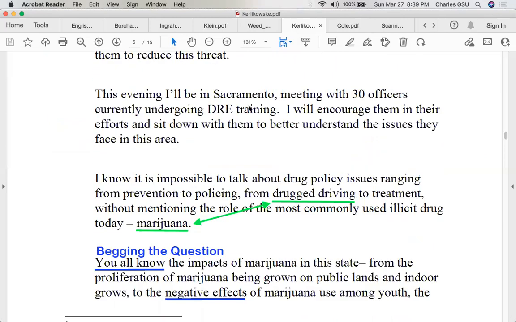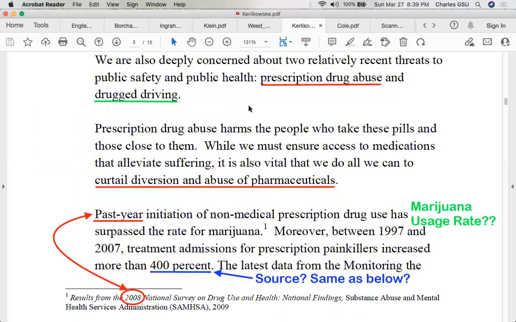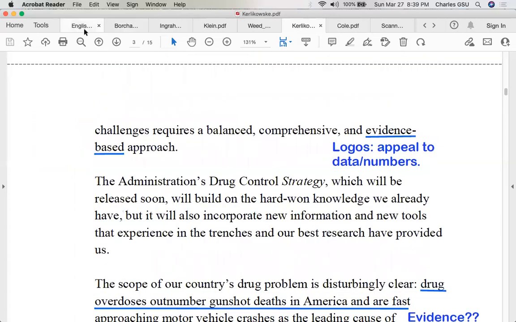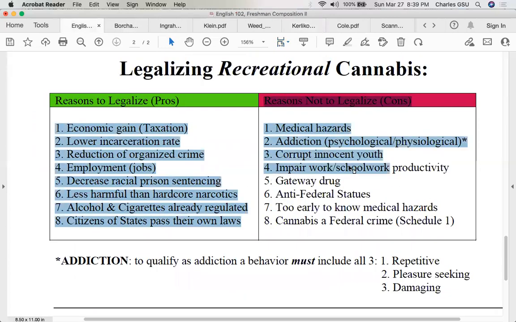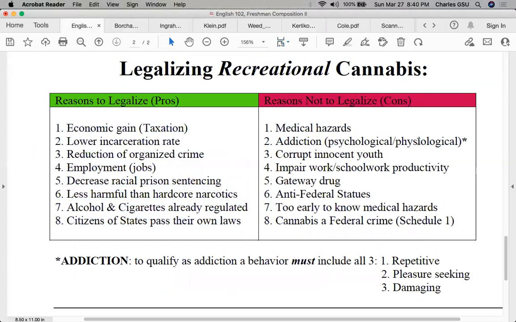Even though this is an argument against, right? So if you were on this side of the fence, the red side here, and you wanted to say, oh, we should not do it, this is kind of what he's saying. It's a federal crime. As I mentioned, it's a Schedule I drug. It corrupts youth.